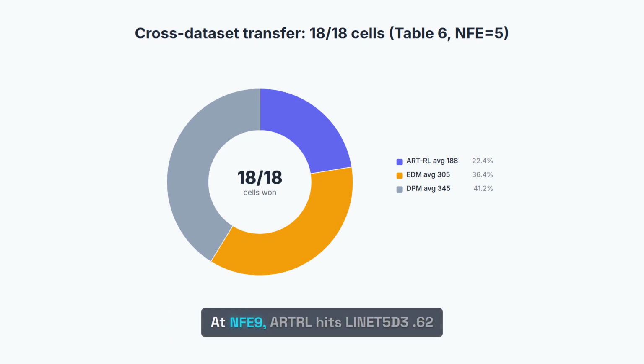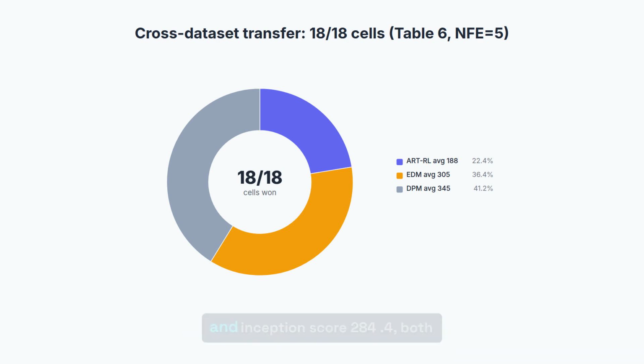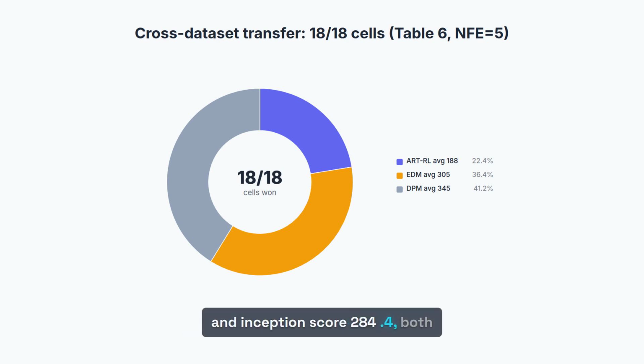At NFE 9, ART-RL hits LeNet FID 3.62 versus DPM 334 and EDM 59.36. At NFE 69, ART-RL reaches 0.98, all methods converge. A compact, less optimized score model benefits more from learned scheduling than a large, pre-trained one. ART-RL also extends to ImageNet 512 in EDM2, latent space, achieving FID 1.35 and inception score 284.4, both best in class.